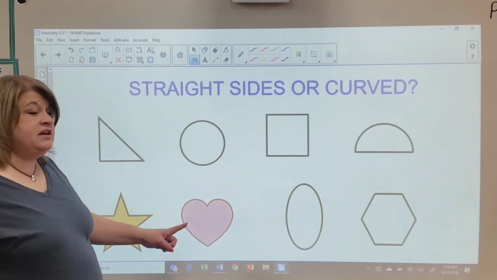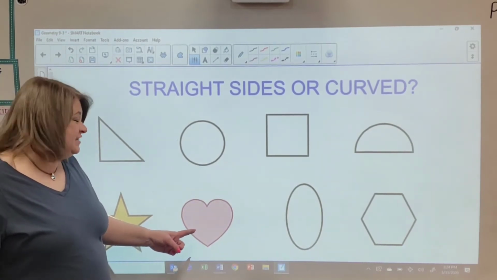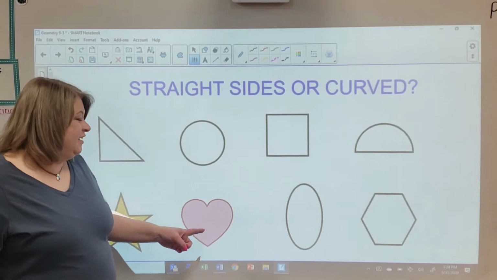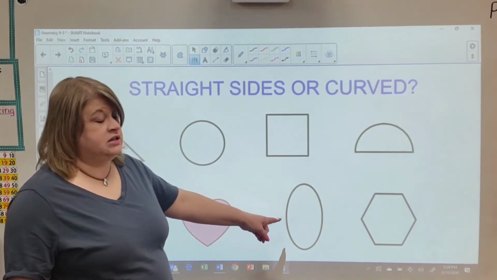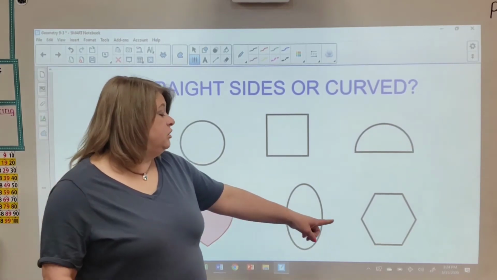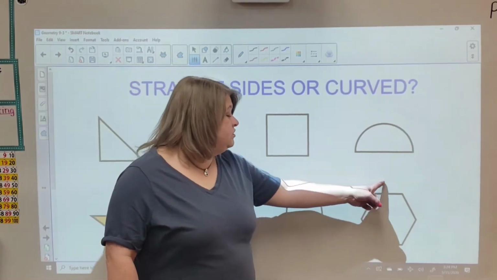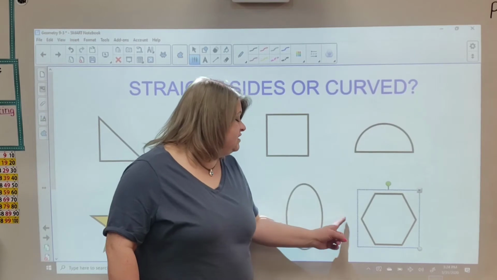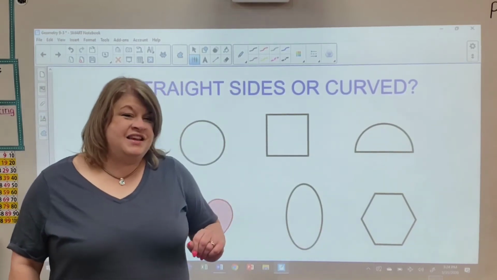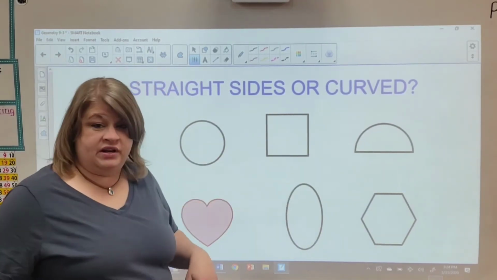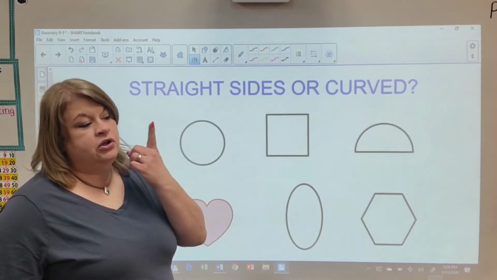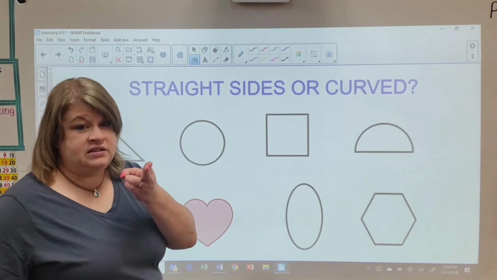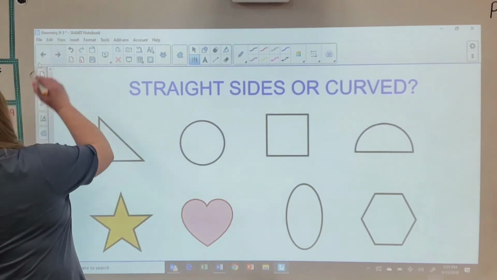That's good. What about this? No, that has curved sides, 2 of them. This one, this oval, there are no straight sides on that, huh? Look at this figure right here. 1, 2, 3, 4, 5, 6 straight sides. So that figure has straight sides as well. So in order for it to be a polygon, it has to be closed, and it has to have straight sides. Let's see what the third one is.